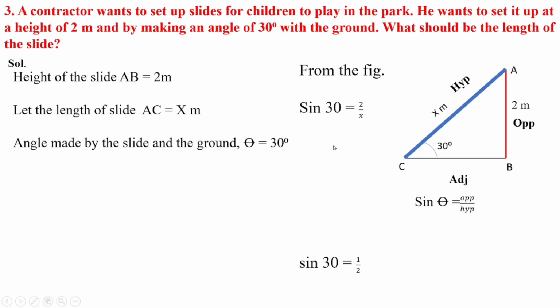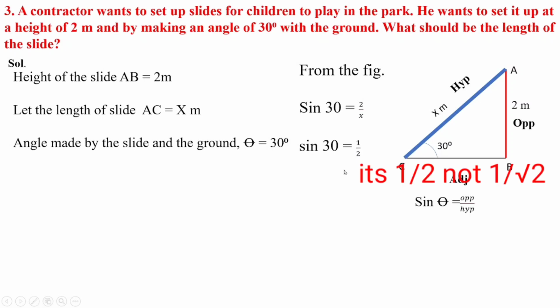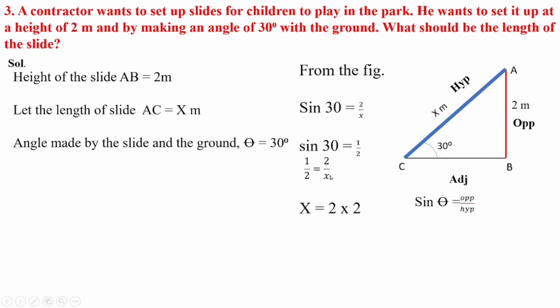Now what is the value of sin 30? Sin 30 is 1 by root 2. If I substitute here, sin 30 value is 1 by root 2 equals 2 by x. Again I need to cross multiply: the x goes in the numerator and the 2 in the denominator comes to the numerator. So I get 2 into 2 equals x, and 2 2s are 4. So the length of the slide is 4 meters.